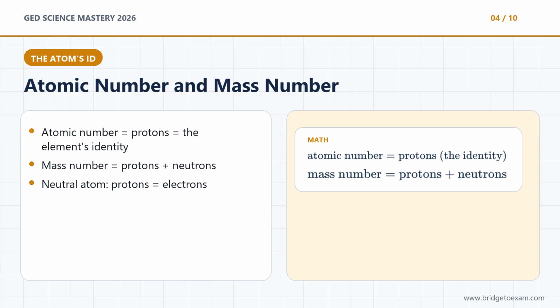Now, two numbers that unlock the periodic table. The atomic number is simply the number of protons, and it is the atom's identity, its ID number. Every carbon atom has exactly 6 protons. That is what makes it carbon. Change the proton count, and you change the element entirely. The mass number is the number of protons plus the number of neutrons. Electrons are too light to count. And in a neutral atom, the protons and electrons are equal, so their charges cancel out.